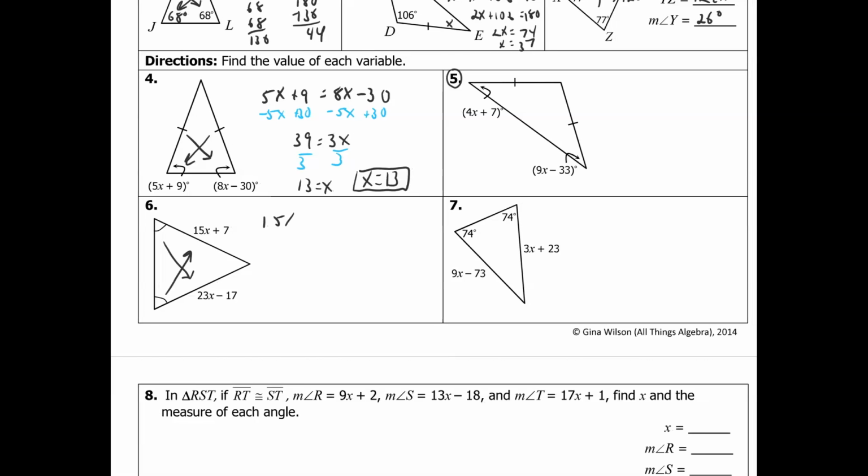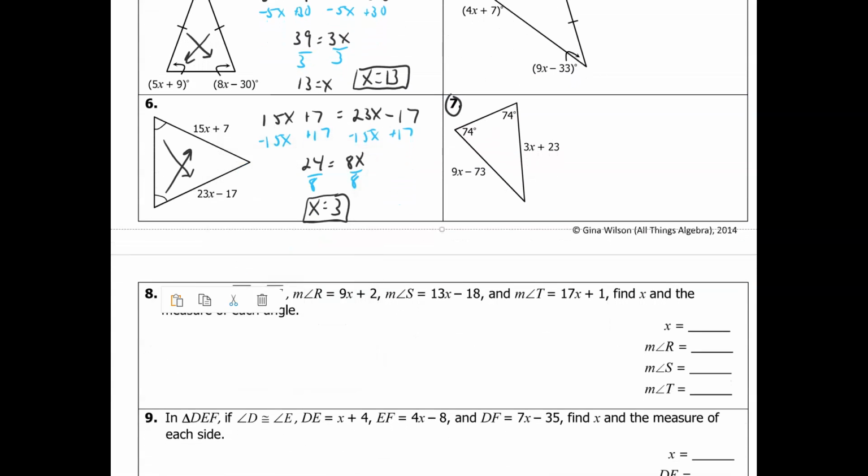So 15x plus 7 equals 23x minus 17. Let's solve that. Okay, so x equals 3. And number 7 is very similar to number 6, so I'm going to leave that one for you to practice. I'll write the answers to those and tell you before the video is over.